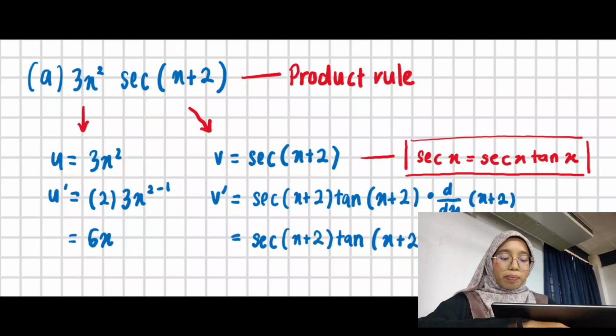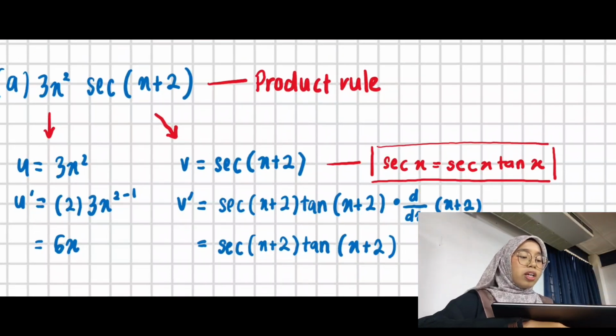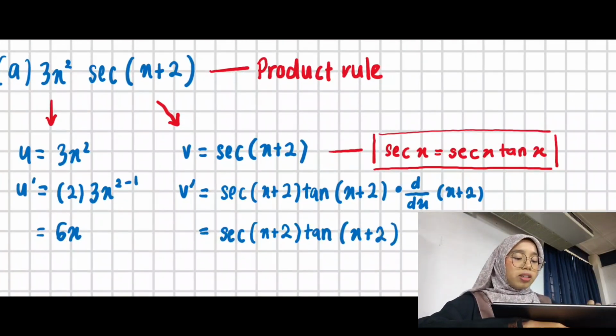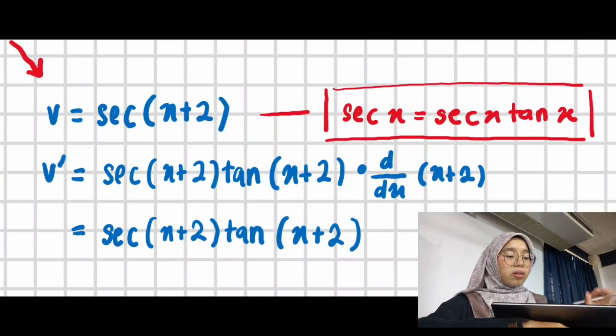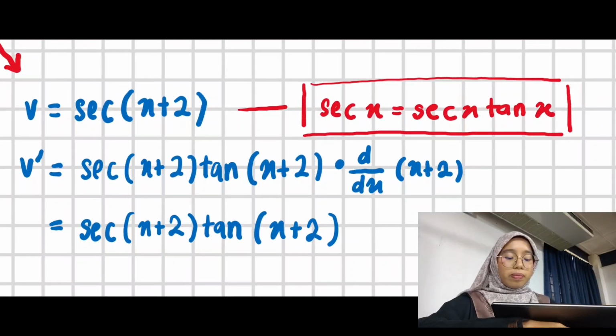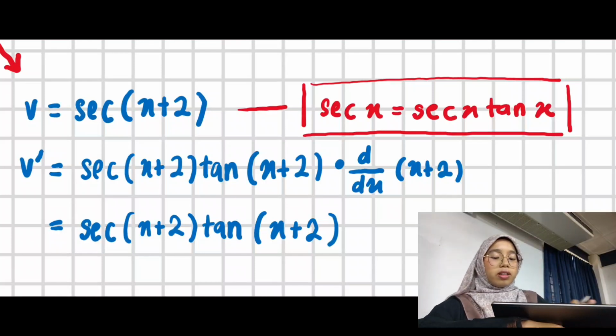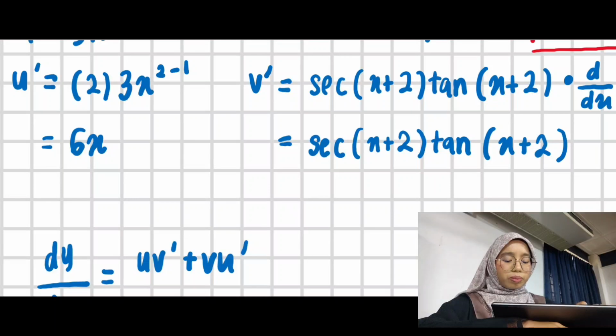To find u prime, you have to differentiate 3x squared, and you can get 6x. For v prime, secant of (x plus 2), you know that the derivative of secant x is secant x tan x. So we apply it to the question, and we get v prime of secant (x plus 2) as secant (x plus 2) tan (x plus 2).